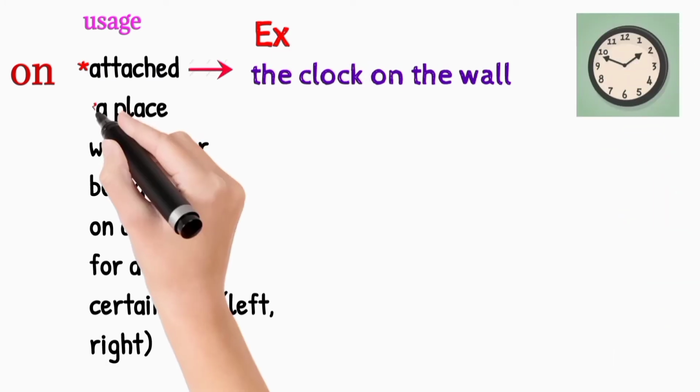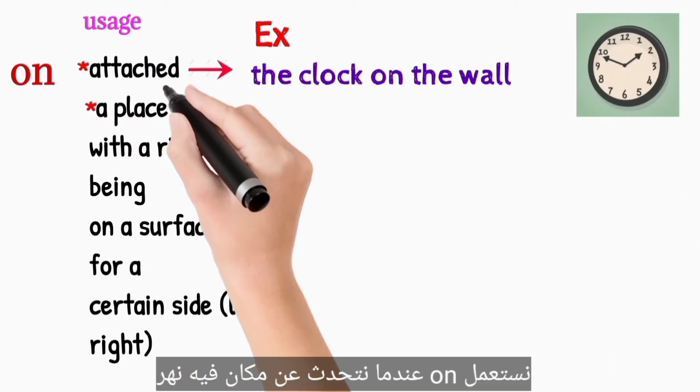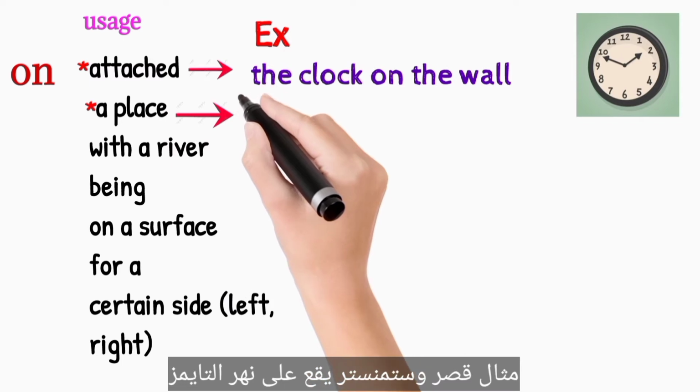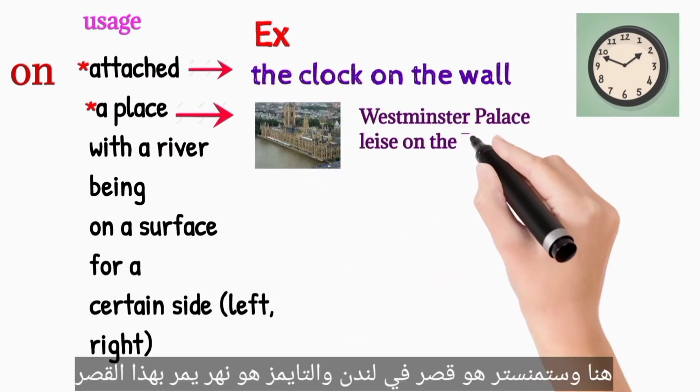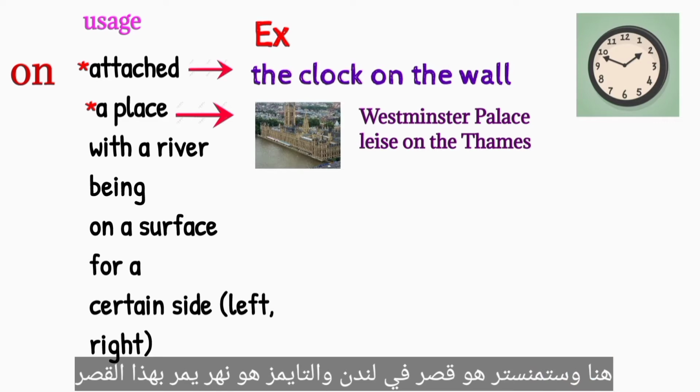Two. Also we use on when we talk about a place with a river, like this example: Westminster Palace lies on the Thames. Here Westminster Palace is a castle in London, and the Thames is the name of the river that goes through Westminster Palace.